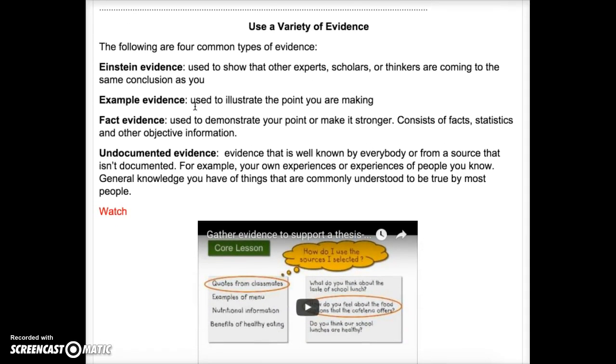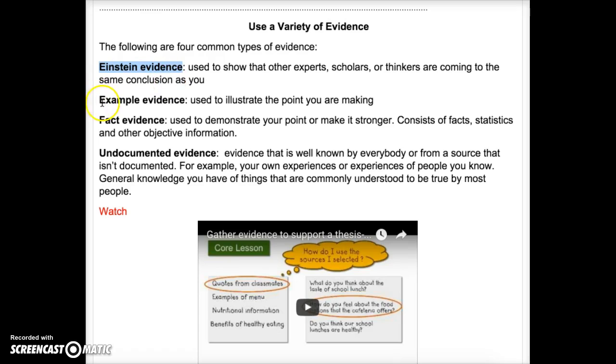So in your papers, you want to use a variety of evidence. Here are 4 types of evidence that you could possibly use. First of all, we have ethos evidence, and ethos, as the name suggests, relates to other experts, scholars, or thinkers who are coming to the same conclusion as you. So if you're quoting Pollan, that's an example of ethos evidence. Why? Because he is an expert in food politics. He's a professor and he's a journalist, right? So his word in your paper would lend authority to your claim.